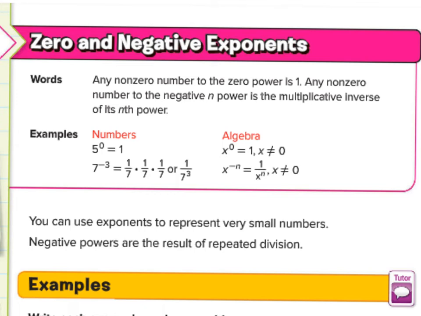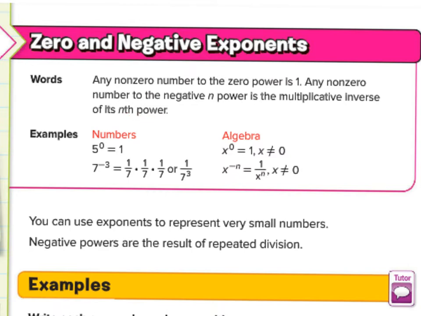Please make note of the key concept. So you can title it 0 and negative exponents. Words. Any non-zero number, so numbers that are not 0, to the 0 power is 1. But the base cannot be 0. So any non-zero number to the negative n power is the multiplicative inverse of its nth power.